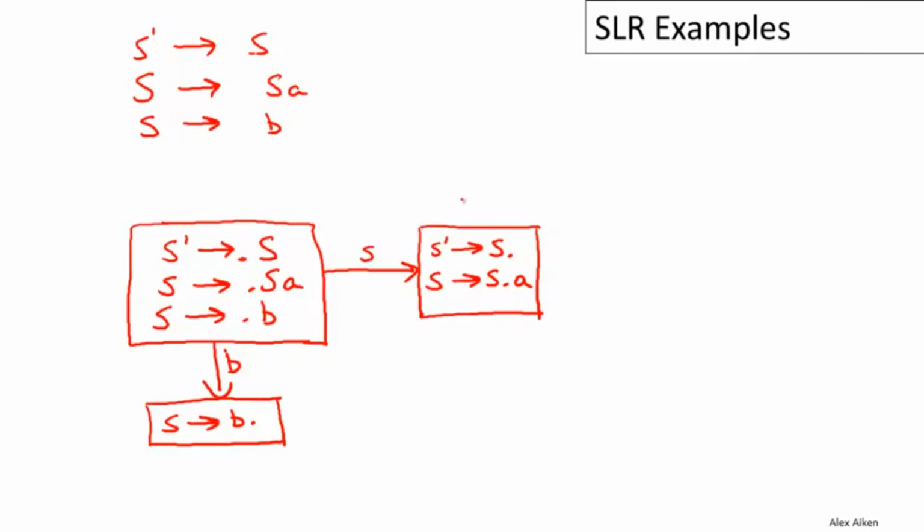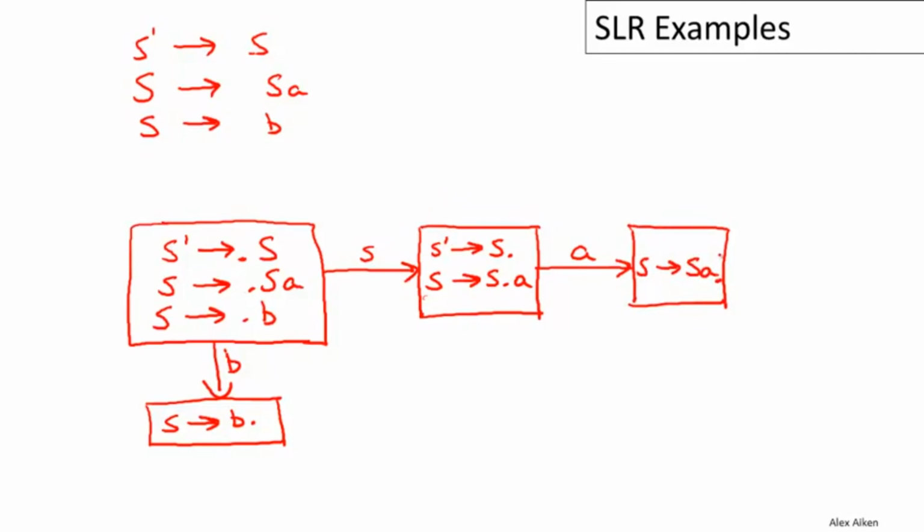In this state, the one over here on the right side, one of these items is complete, the dot's all the way at the right, but the other item still has an A, and so there could be one more transition out of this state: the item S goes to SA dot.